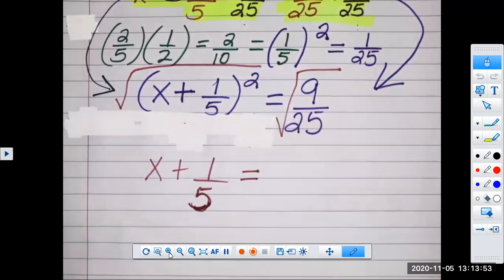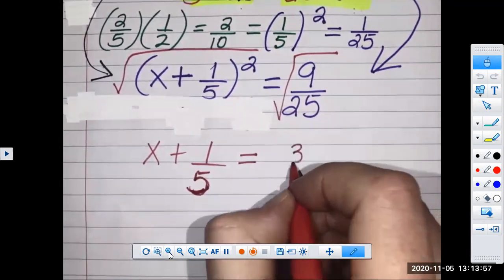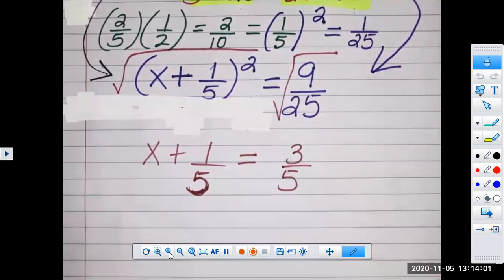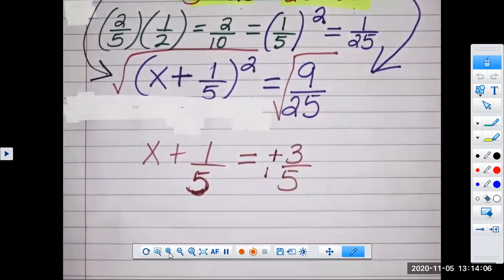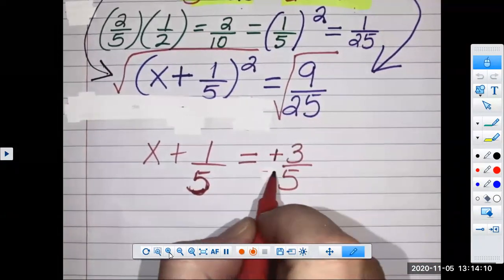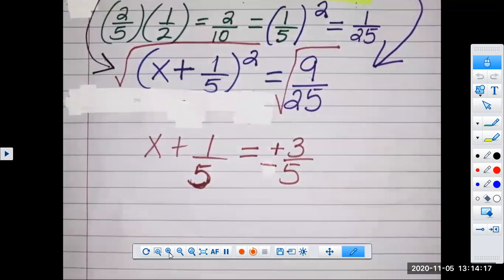And on the right side, you have what? 3/5. Good. You got 3/5 and what in front of it? Square root plus minus, square root plus minus. I say that only because I've forgotten it like 1,000 times in my life.